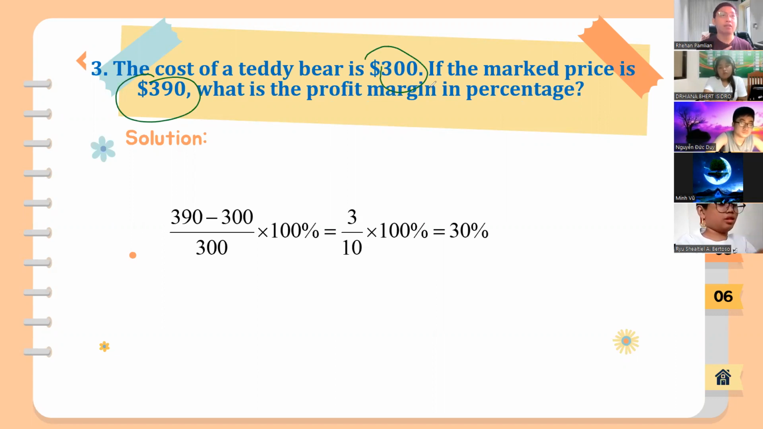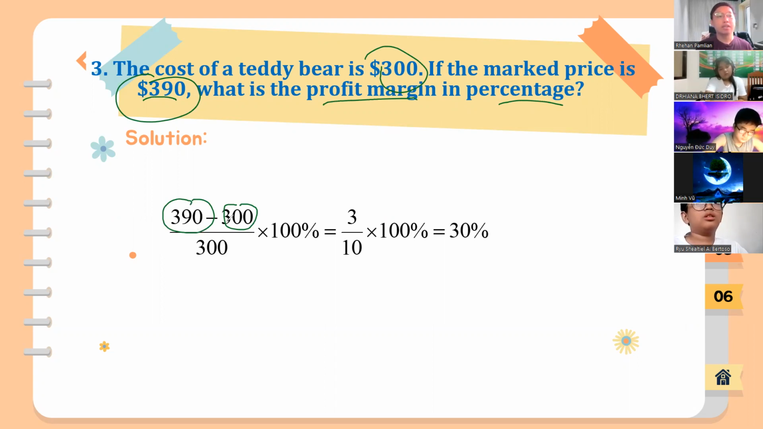So let's say if I buy a teddy bear that is 300 and I'm going to sell it at this amount, 390. So I had an increase in price or markup amount, which is $90, correct? So what is the profit margin in percentage? So when we say profit margin, that is going to be the difference between your selling price or the market price versus the original price or the buying price that you paid prior to the selling process, okay?